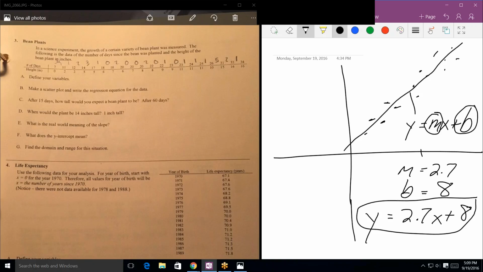So, I guess the next question I have to ask is, do you know how to put in two lists into your calculator? I do.